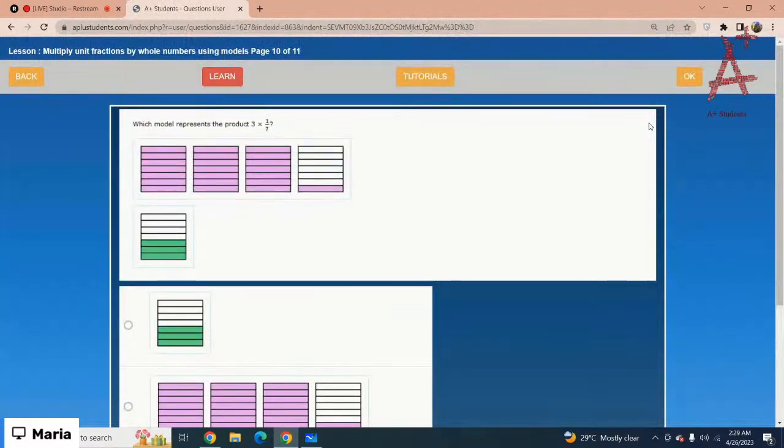Okay, the next one is which model represents 3 times 1 over 7? So which is the correct option? It would be 3 times 1 over 7 means 3 out of 7. Got it? So the green one is the correct option. You can see 3 of them are colored out of the second one. So option number 1 is the correct option.